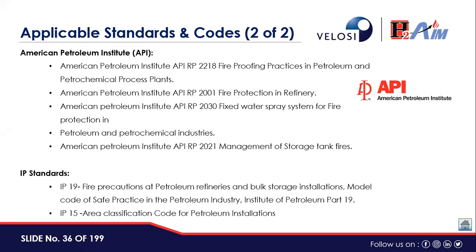There's a big series of IP standards, and a more common one is IP 15, which is used for hazard area classification, which is equivalent to older API 500 or nowadays 504. Similarly, IP 19 is for precautions of petroleum refinery and bulk storage tank installations. So there is a guideline available in the form of IP standards as well. These standards can be compared in various scenarios.